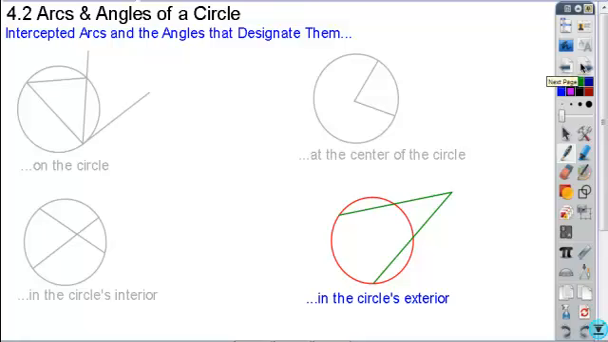Let's go to the last example. The last example are angles whose vertex lies outside the circle, or in the circle's exterior. So once again, you are going to have two intercepted arcs with reference to this angle. And so the angle measure in this is going to be 1/2 the difference of the intercepted arcs.